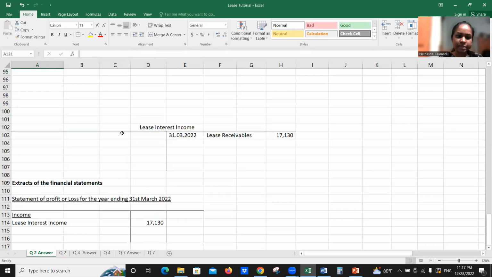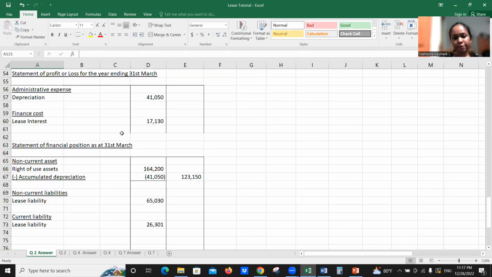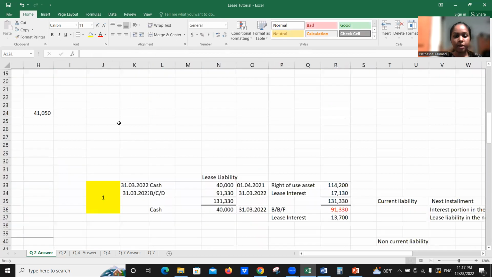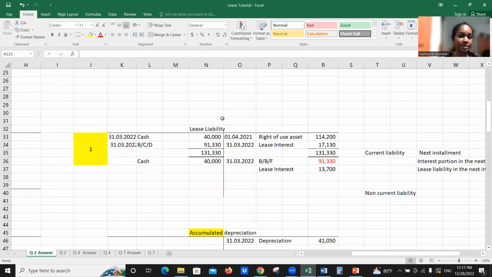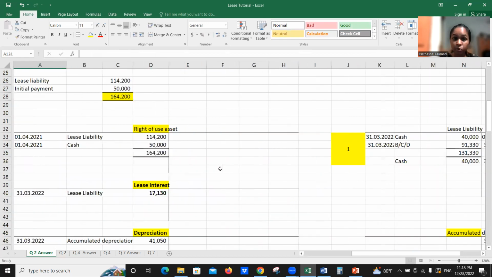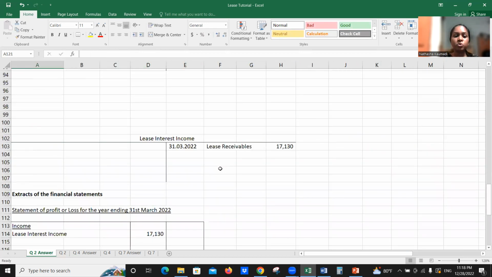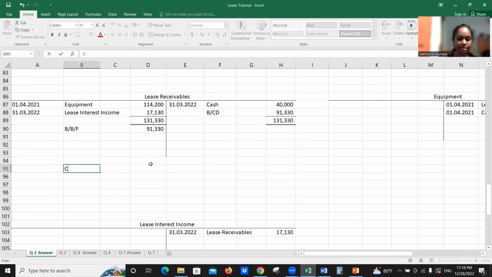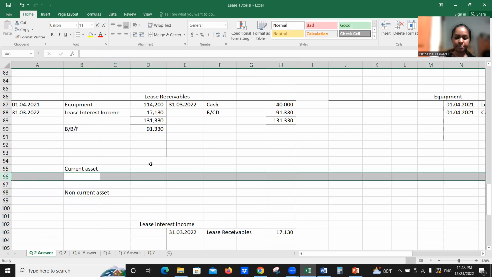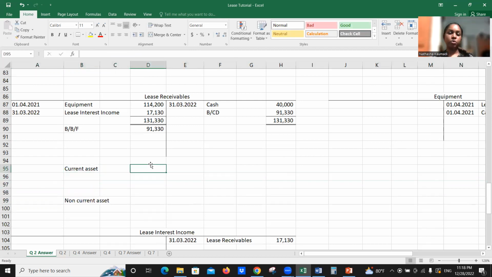Yes, but there's one important thing. If you can remember, our lease liability, when it comes to the lessee's books, you classify it as current liability and non-current liability. When it comes to the lessor's books, lease receivable also, you need to classify as current asset and non-current asset. How to get the current asset?